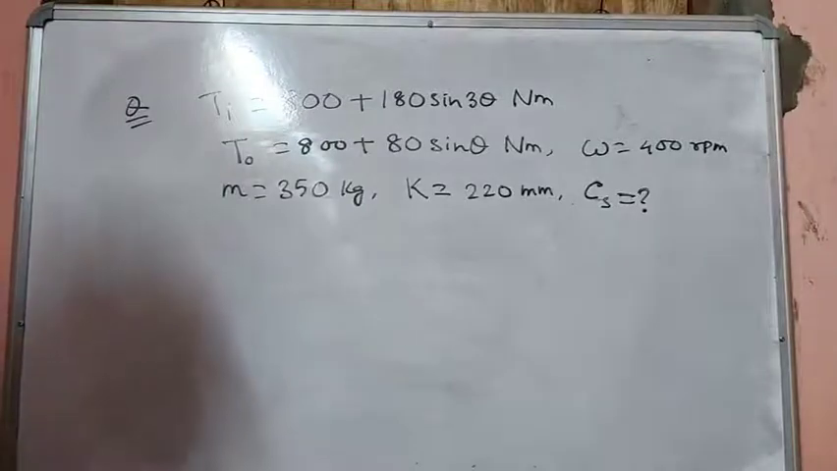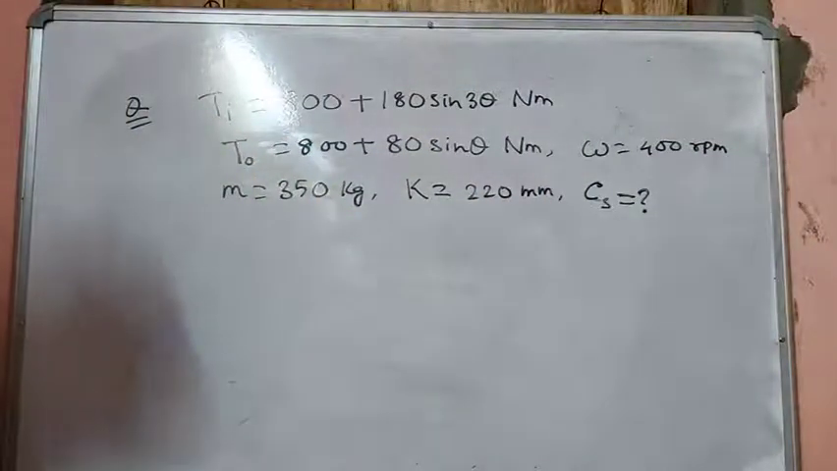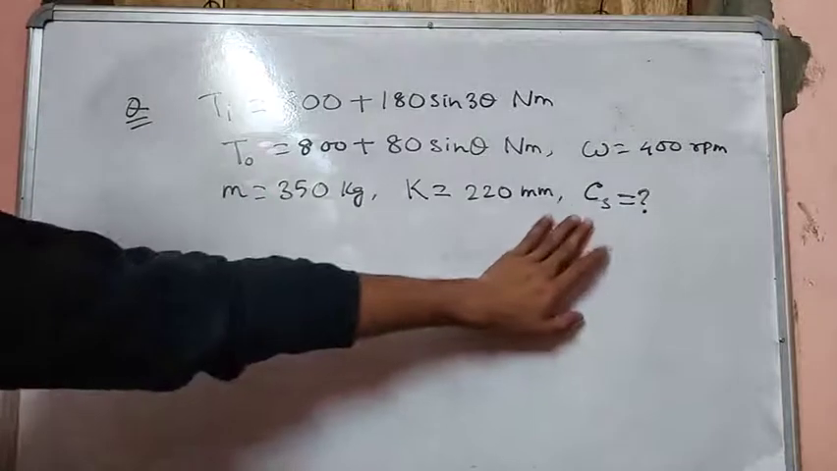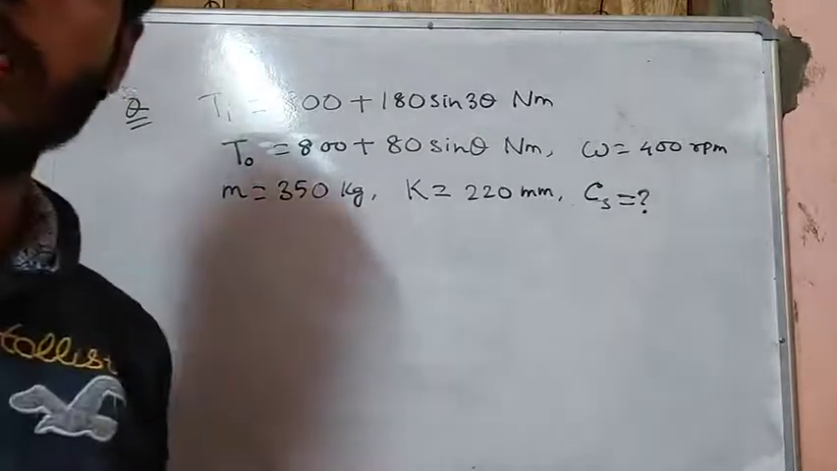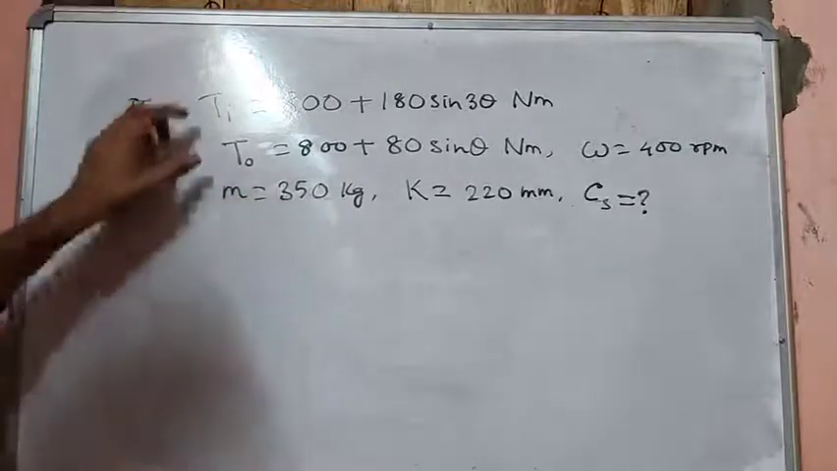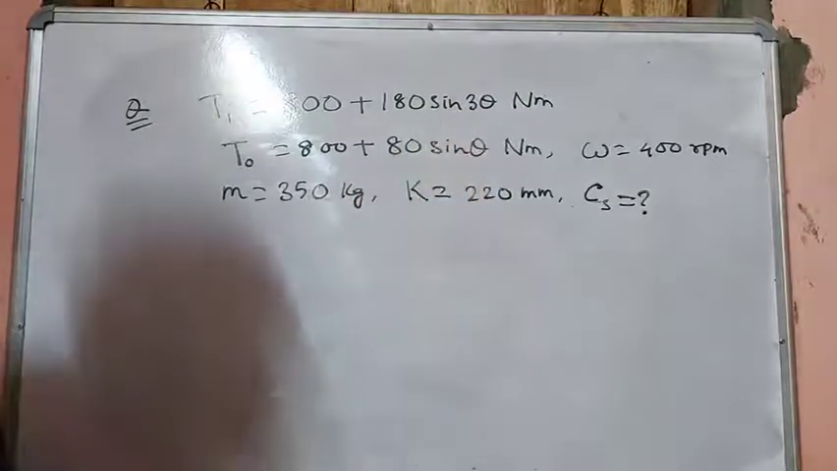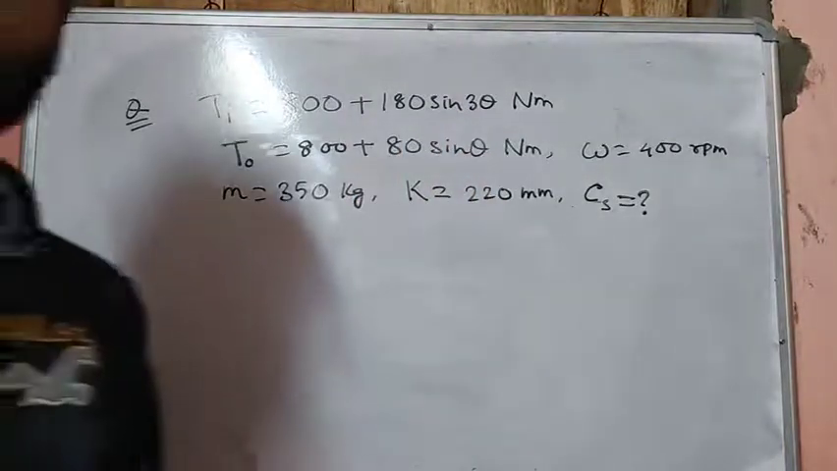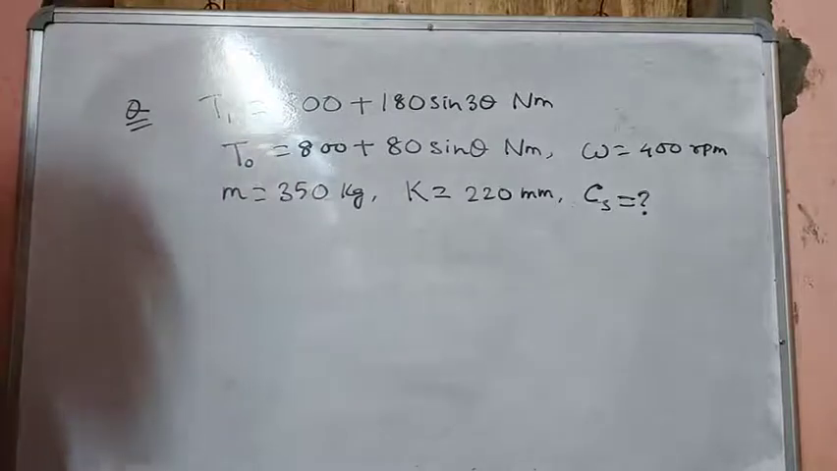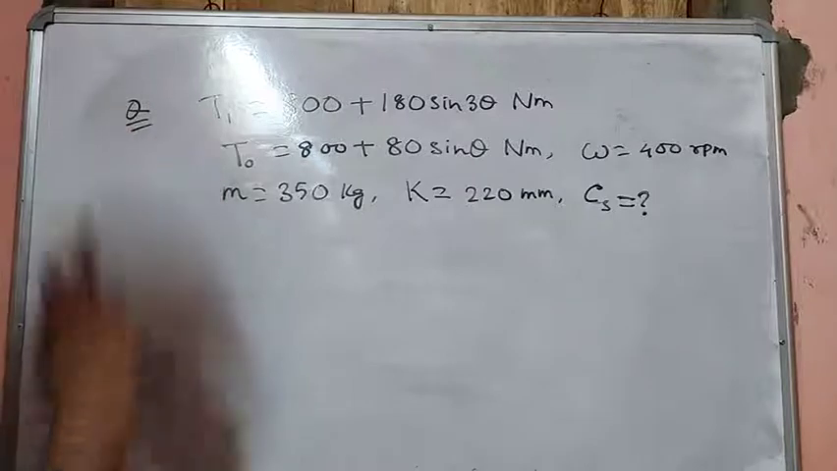Here we don't have any further information. If we want to find the coefficient of fluctuation of speed, we need the maximum and the minimum angular velocities. If we substitute the input and the output torque into the equation of motion, we will get a nonlinear differential equation because of the sine theta, which is very difficult to solve. So instead, we try to draw the graphs of the input and the output torques.